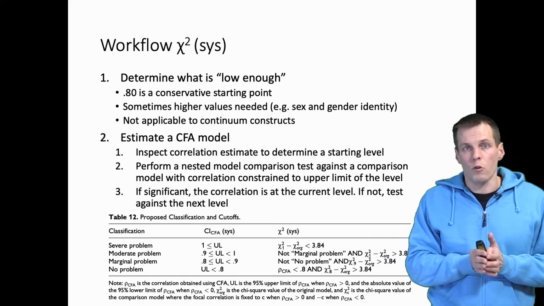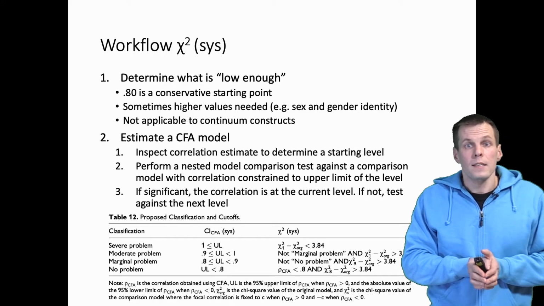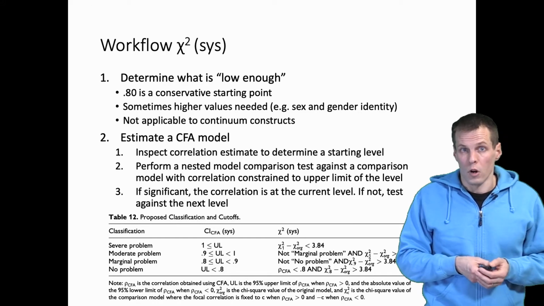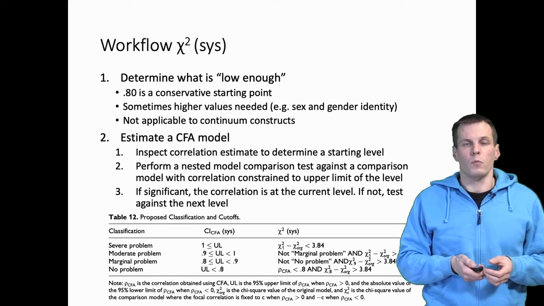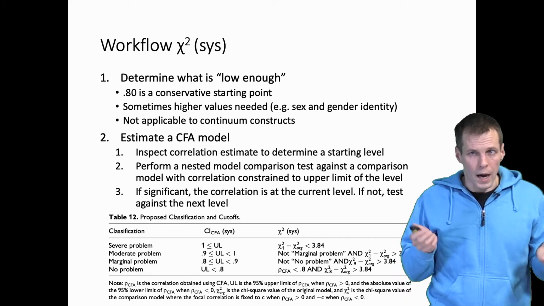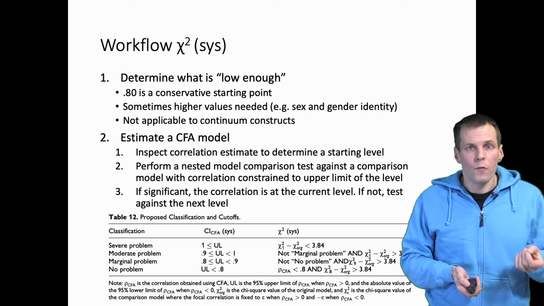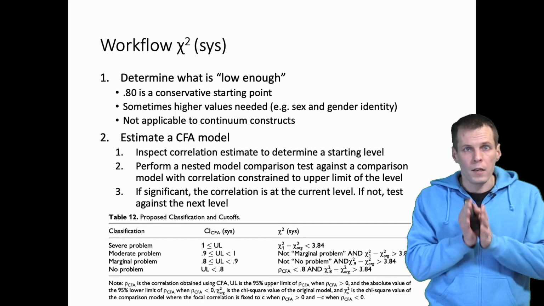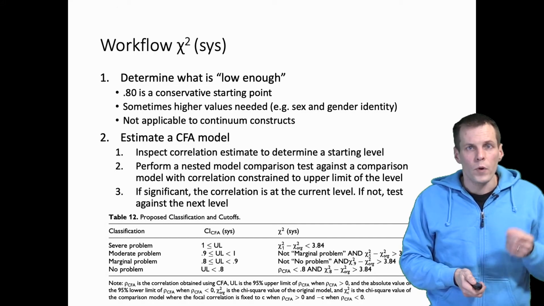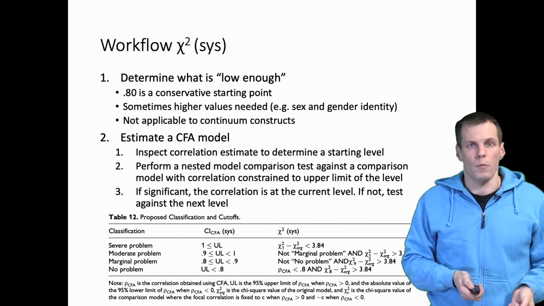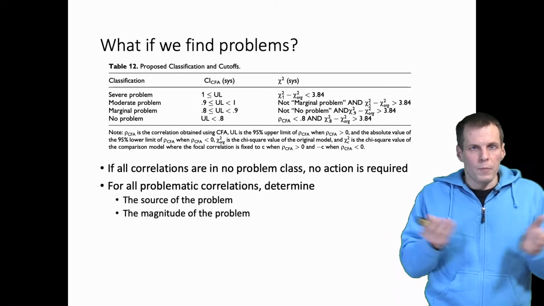We do this for every correlation, so it requires some effort to do all the model comparisons, but it can be automated, which is a good thing. Now, after we have established the level for each correlation, for each factor, or for each scale pair, we need to determine what to do about the problems. What if we find problems?